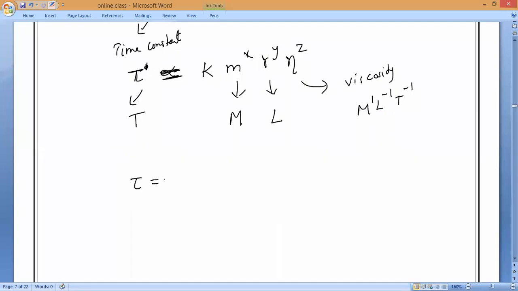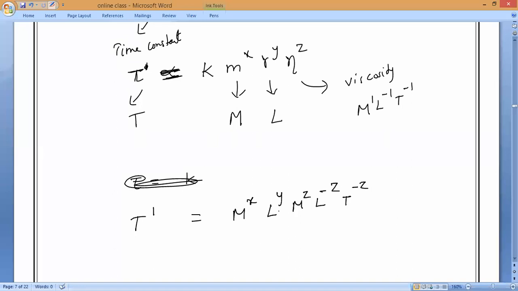So now I can say tau is equal to K. You have to compare it and find the powers. K we don't want, so this side is equal to T power 1, which equals M power x, L power y, and here M power z, L power minus z, and T power minus z.